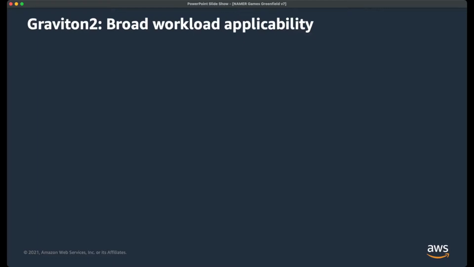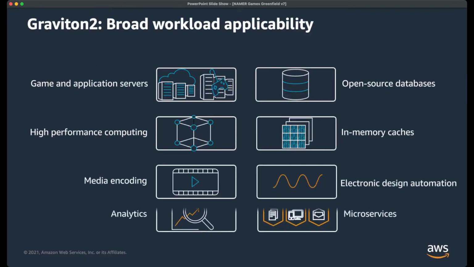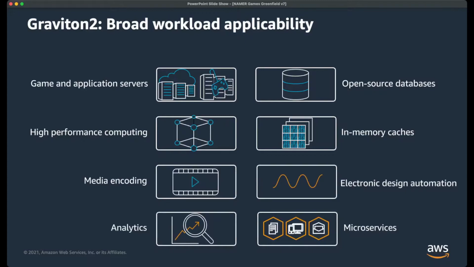So Graviton2 has broad workload applicability. I mentioned pretty much any Linux and predominantly open source or in-house application are targets for Graviton2. Here we have some example categories of workloads that we see customers running on Graviton2 today, ranging from game and application servers, lots of open source databases and in-memory caches. Microservices and containerized applications are a great fit. Media encoding all the way through to high performance computing, electronic design automation, and analytics workloads.